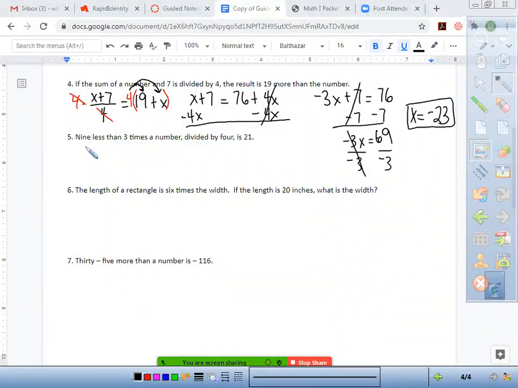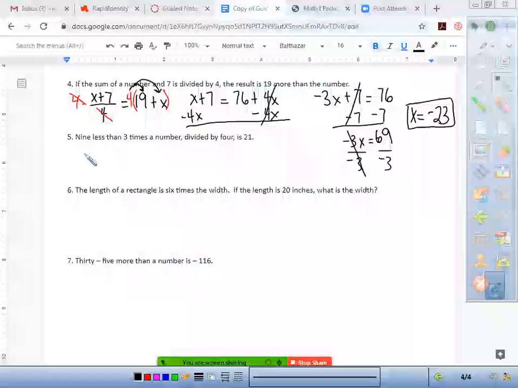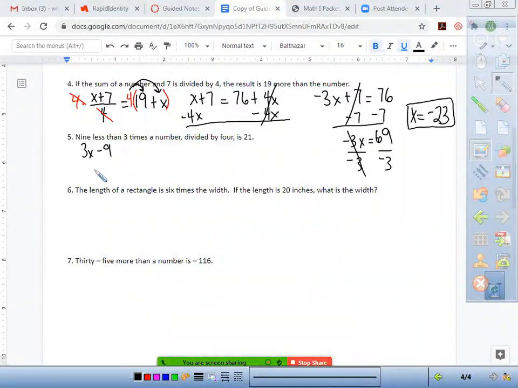Three x minus 9, right? Because it says the 9 is less than that. So if it's less than, it's got to come after. So yep, 3x minus 9. Then it says divided by 4. So I'm going to take all of that divided by 4 is, so that's equal 21.